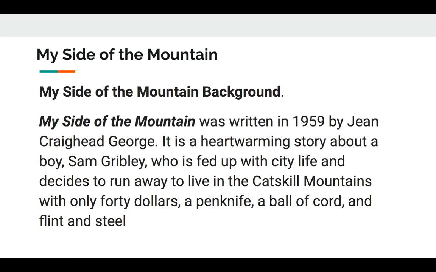So, My Side of the Mountain, our background. My Side of the Mountain was written in 1959 by Jean Craighead George. It is a heartwarming story about a boy, Sam Gribley, who is fed up with the city life and decides to run away to live in the Catskills Mountains with only $40, a penknife, a ball of cord, and flint and steel.